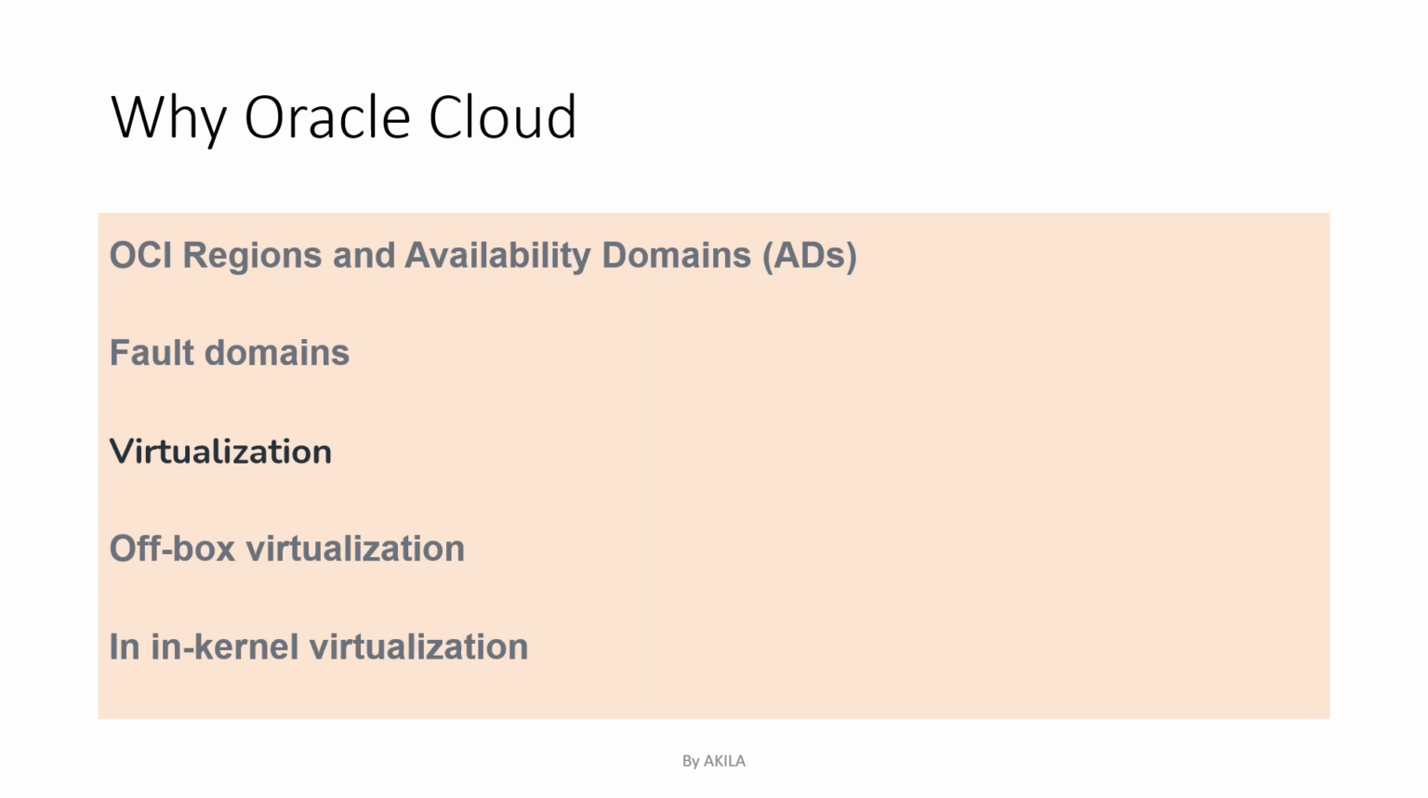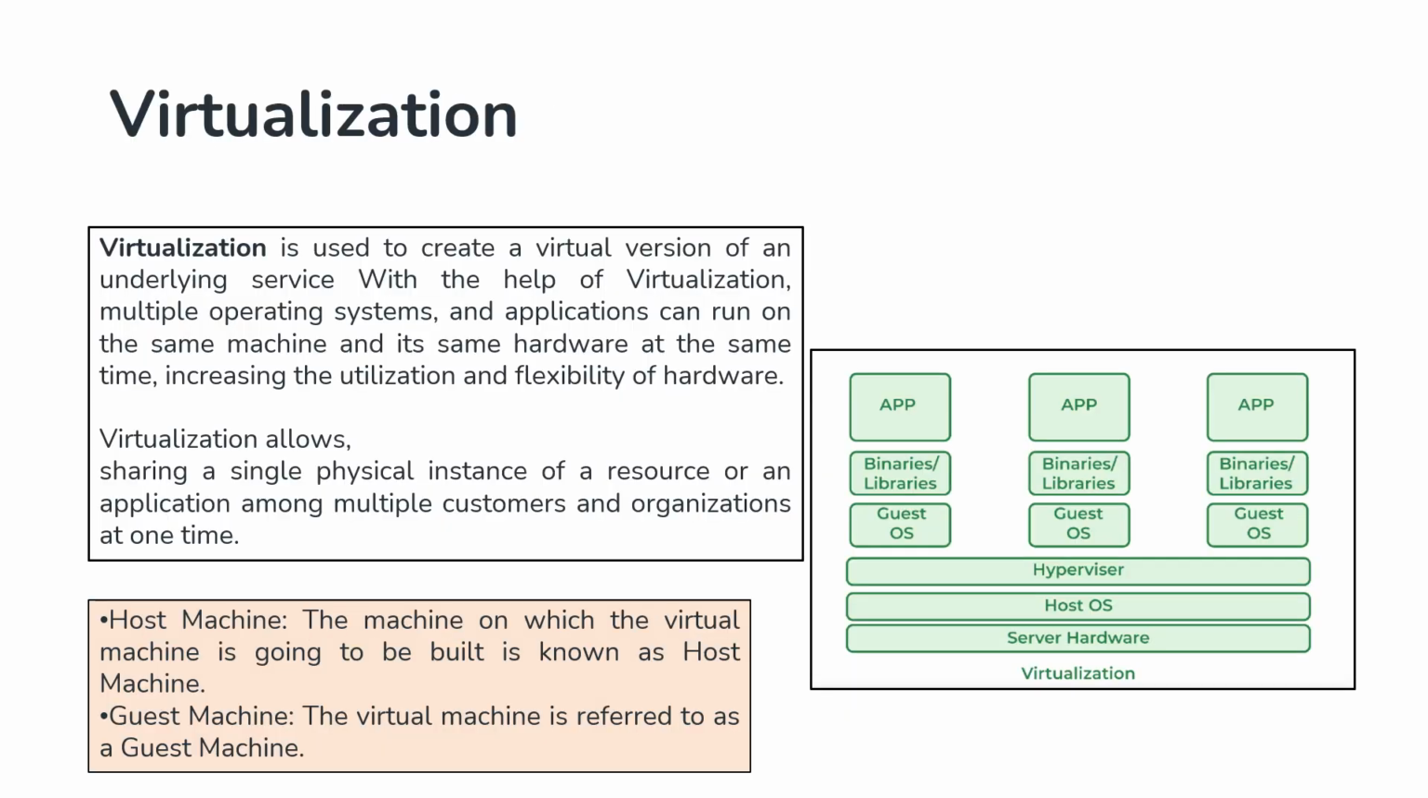Other than that, another important concept whenever we are studying about the cloud environment, immediately they will ask what is the meaning of virtualization, how the virtualization can happen. So in Oracle Cloud, OCI virtualization is off-box virtualization and in-kernel virtualization. These are the two concepts available for Oracle Cloud. So first we will study what virtualization is. Virtualization is used to create the virtual version of an underlying service.